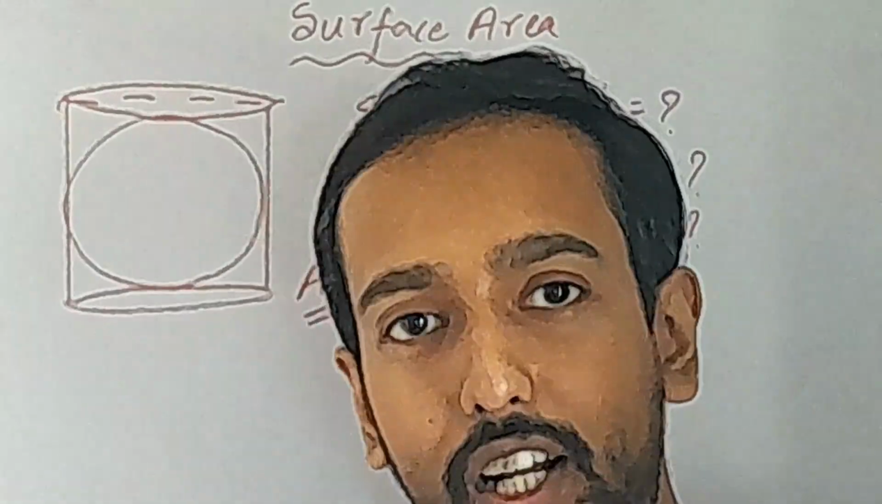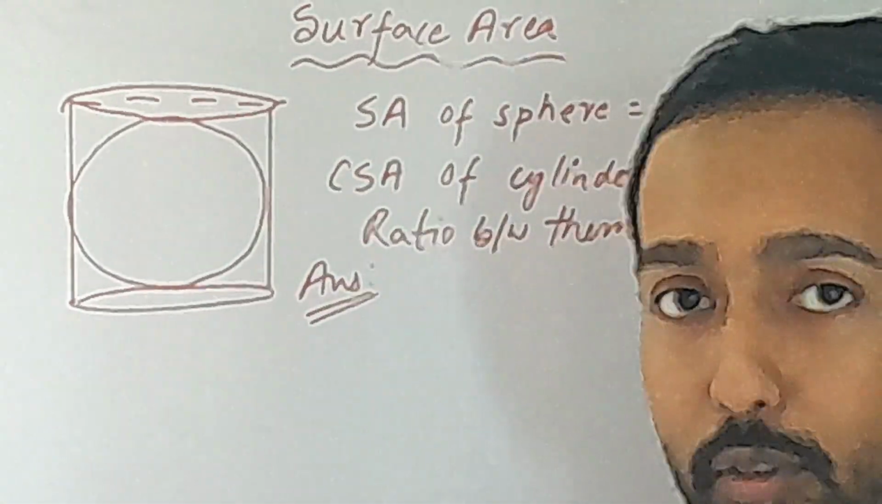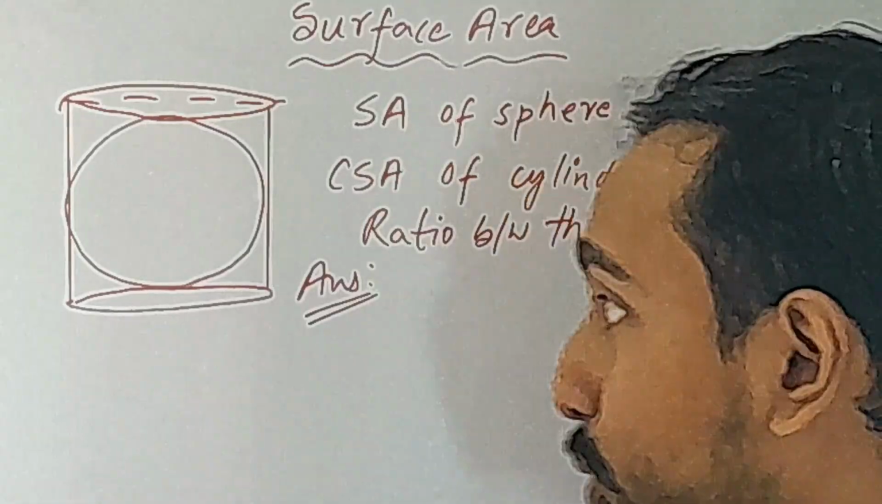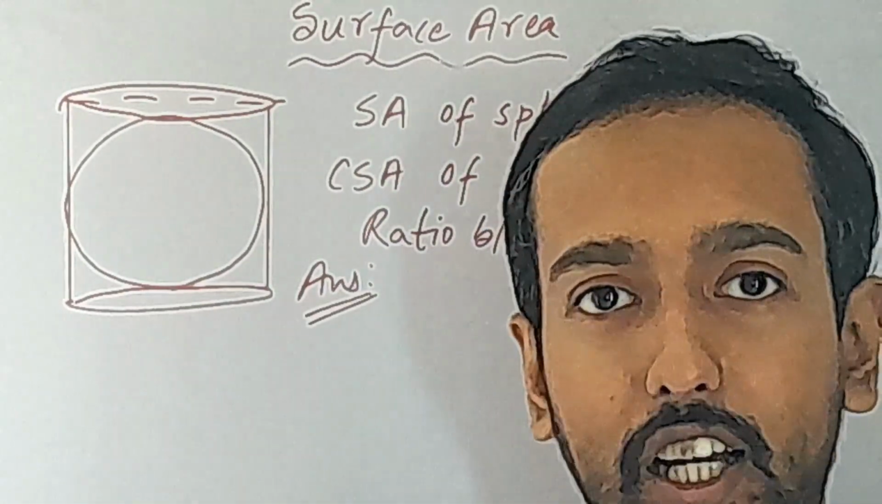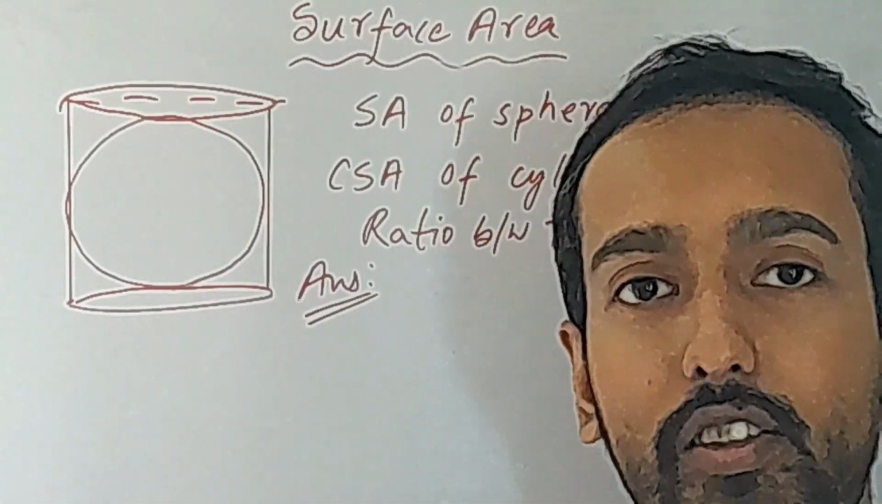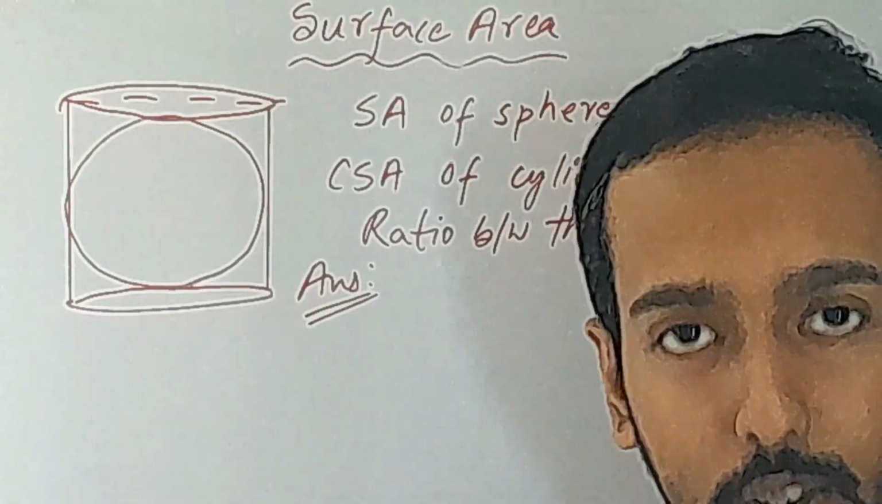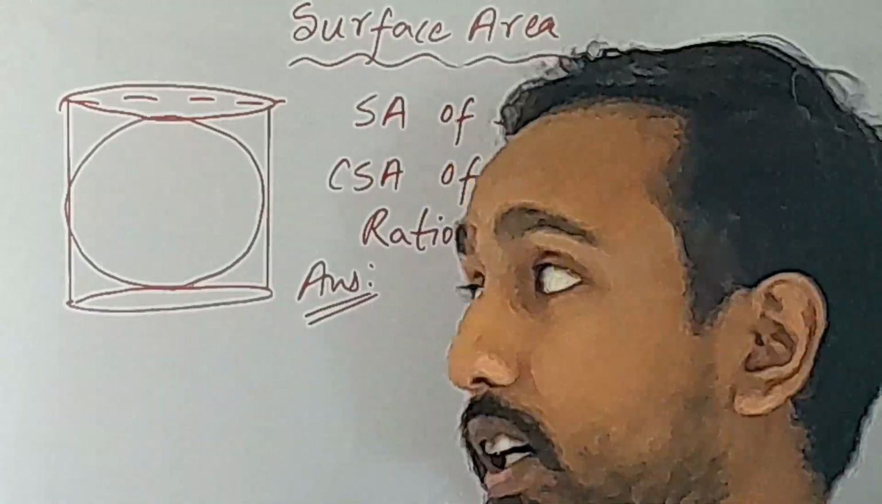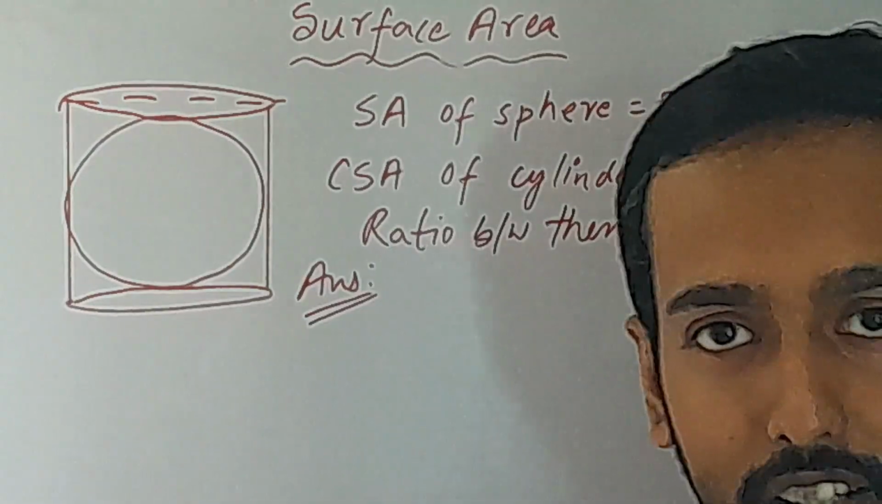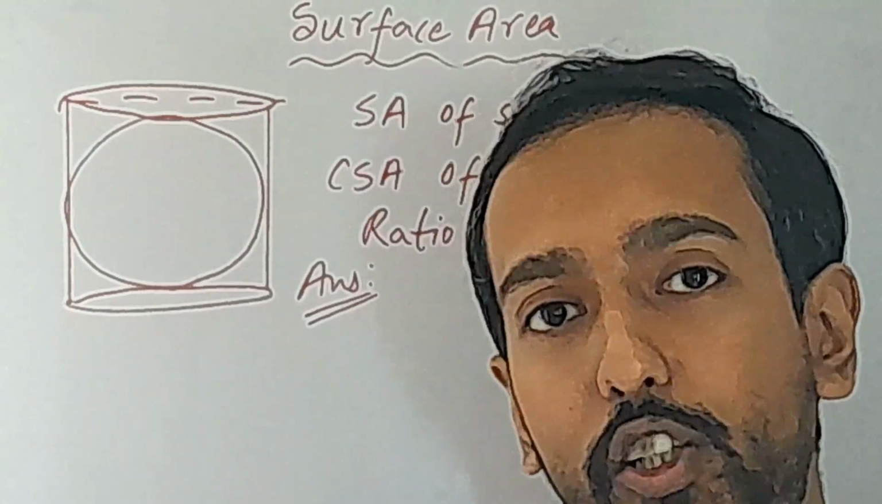So students, this is one last question which I have taken from the surface area concept. Here it is given that a sphere has been enclosed by a right circular cylinder. In this question we have to find the surface area of the sphere. Then we have to find the curved surface area of the cylinder. And at last, we have to find the ratio between the two.